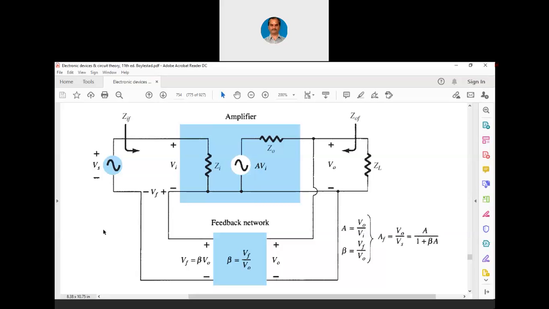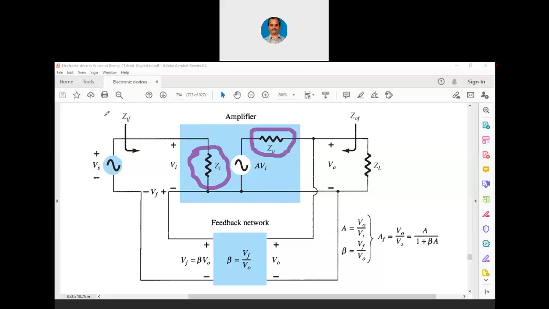The more you see these diagrams, the more you will remember. Better is if you write these diagrams on your own, you will remember better. Because you can see here, what is this Zi? Let me annotate. Now this Zi is nothing but the input impedance without feedback, right? It is the open loop input impedance. What is Zo? Zo is the output impedance without feedback, or it is called the open loop output impedance. That is what is depicted here in this figure.